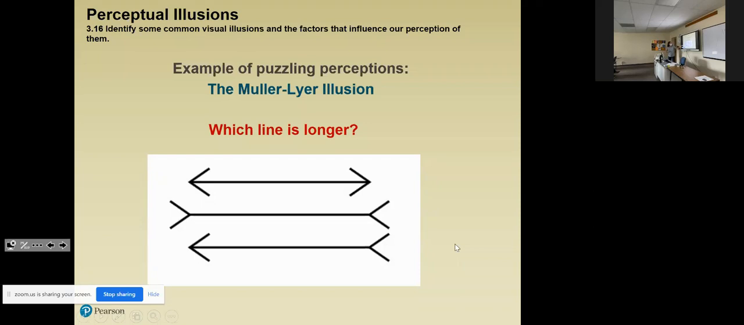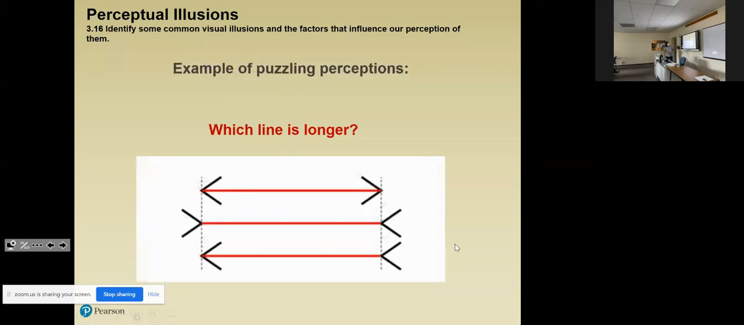Right. If we measured these, if we took the visual cues away, we would see that those lines are the exact same size.